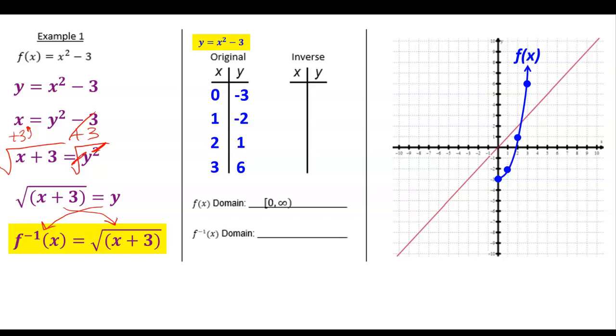It's the same 4 steps that we did on 5.1. F of x turns into a y. Switch x and y. Solve for y. Write it as inverse function notation. Okay. At least you have this to look at when you have to do this on your own on 5.2, right? Now, what can we do to get that inverse table?